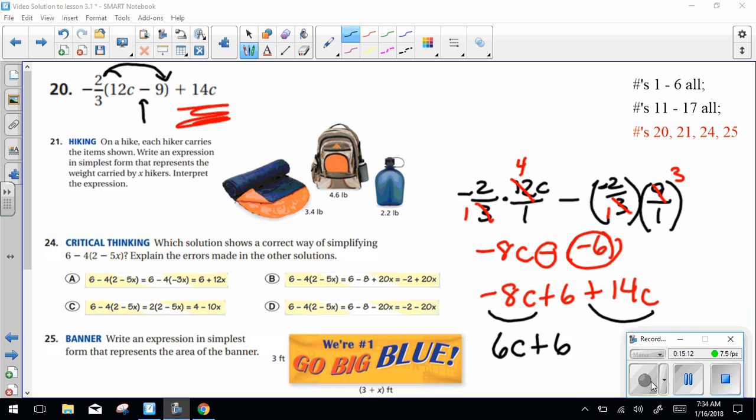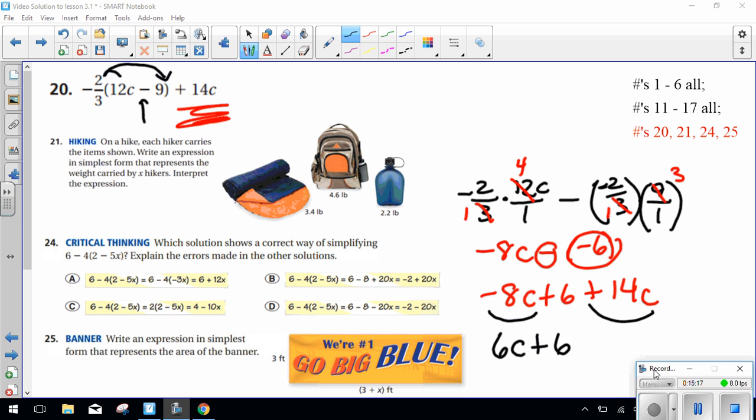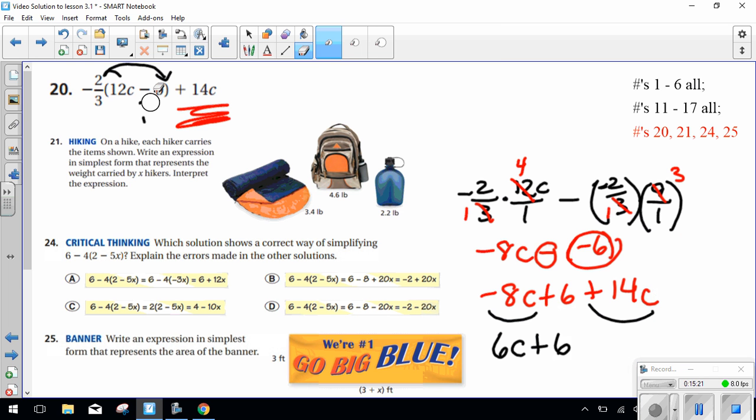Okay, so our final solution here is 6c plus 6 for number 20. Let's clean up here and let's go to 21.